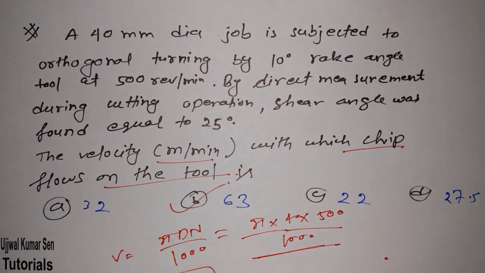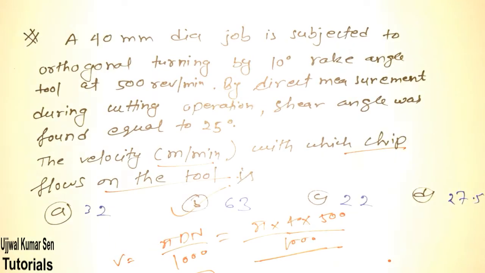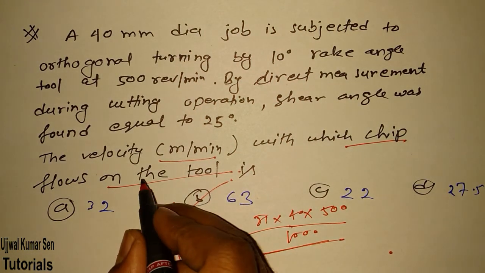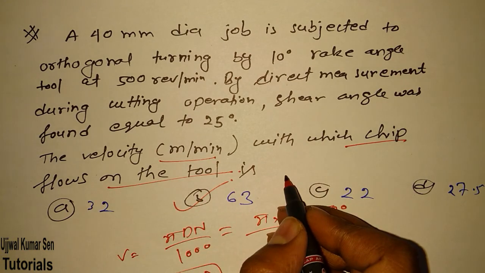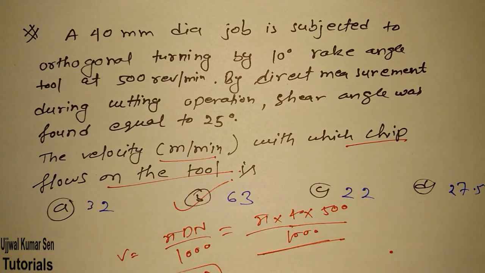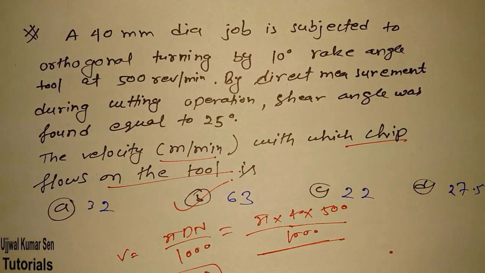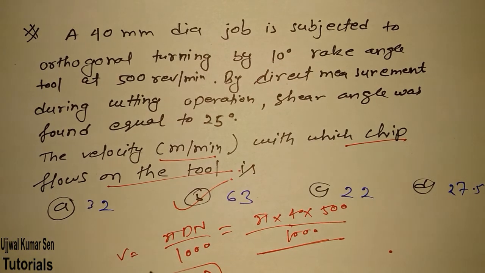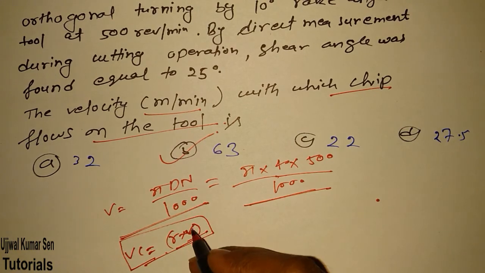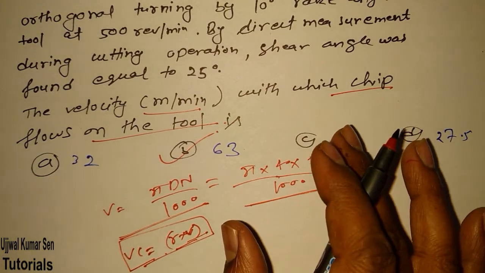Now what is most important that I need to share with you here is the mistake you are going to make. They are saying the velocity with which the chip flows on the tool, so we have to find out the velocity with which the chip flows on the tool. That means if you're talking about chip velocity, then this is not the formula for finding out chip velocity. We got the formula here, VC is equal to rV. Exactly the same mistake you are going to make if you are solving this question, right?